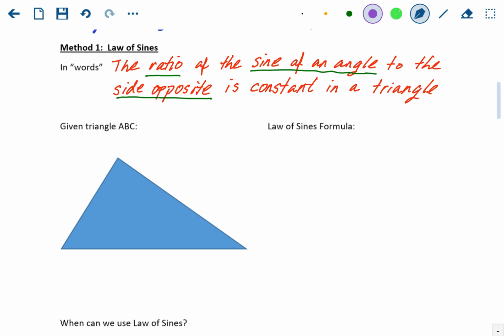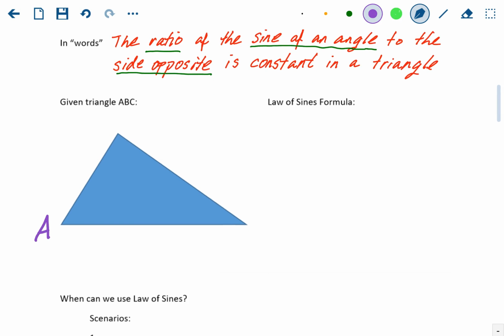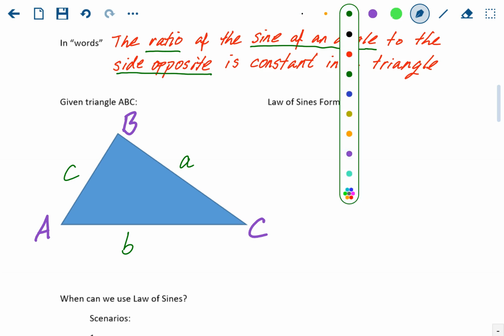All right, so that's the word definition. It's going to make a little more sense visually. So we're given this triangle. We just label it A, B, and C. That part doesn't matter. Remember that side A is always across from angle A, side B is across from angle B, and side C is across from angle C.